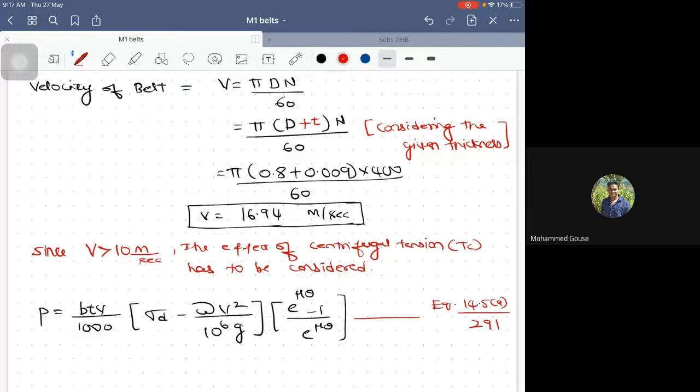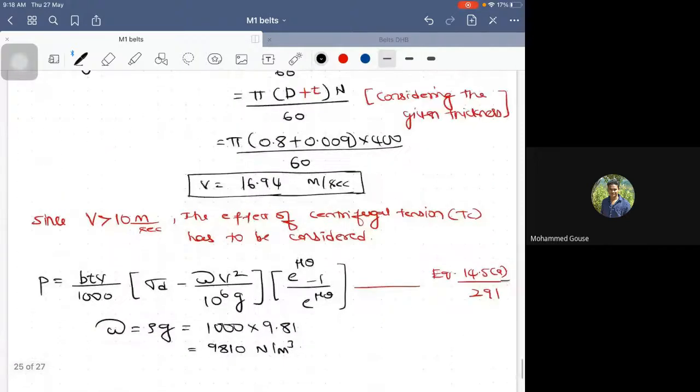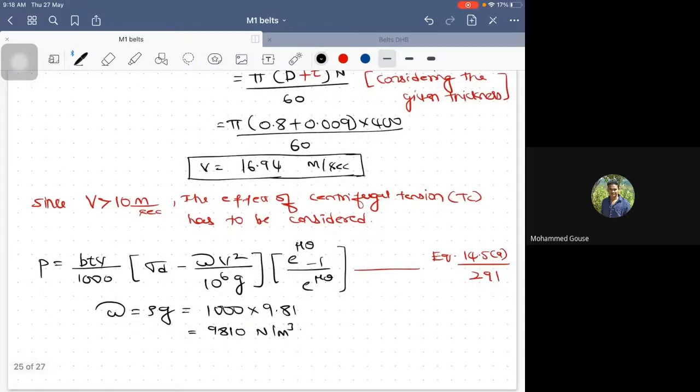So every parameter is known except the value of W. What is this? It is nothing but the weight density. This is given by rho into G. Density of the material bed is specified as 1000 into acceleration due to gravity 9.81, so it is 9810 Newton per meter cube. This is nothing but weight density. You have already studied this in FM. Now, please substitute the values here.